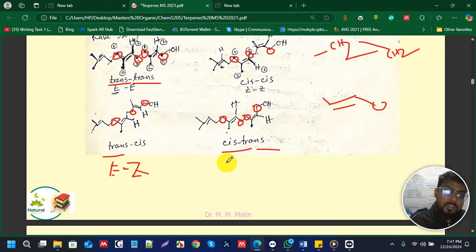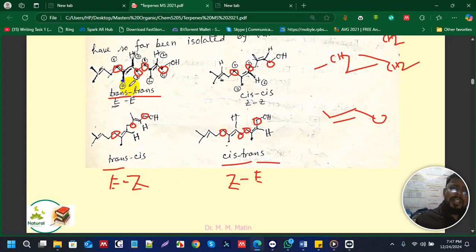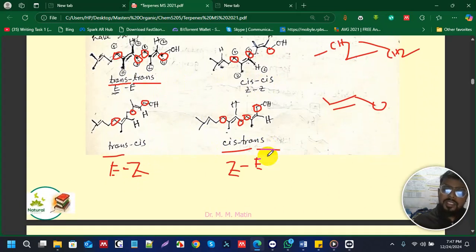We can write it down in the following way. Cis means we can say it's a Z. Trans means we can say it's an E. It's a Z-E isomer. So we can say that there are four isomers in case of farnesol. Trans-trans means EE, cis-cis or ZZ, trans-cis or EZ, cis-trans or ZE.